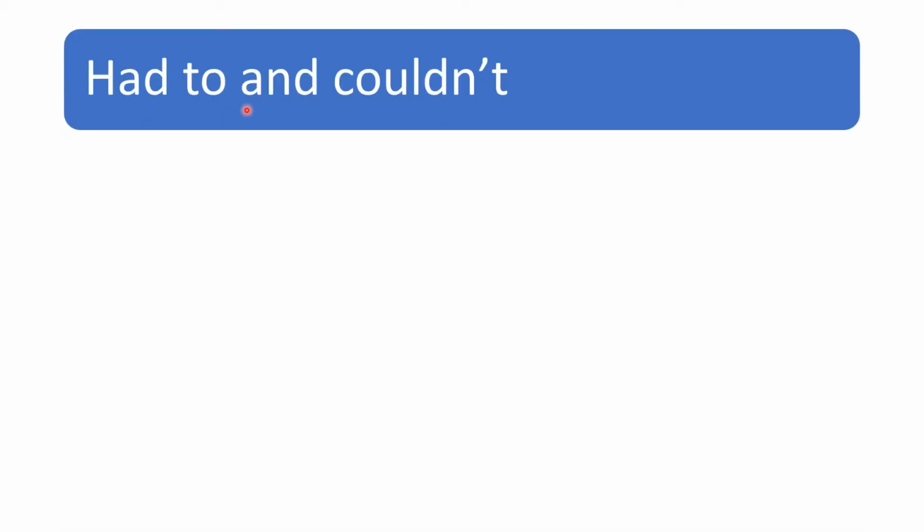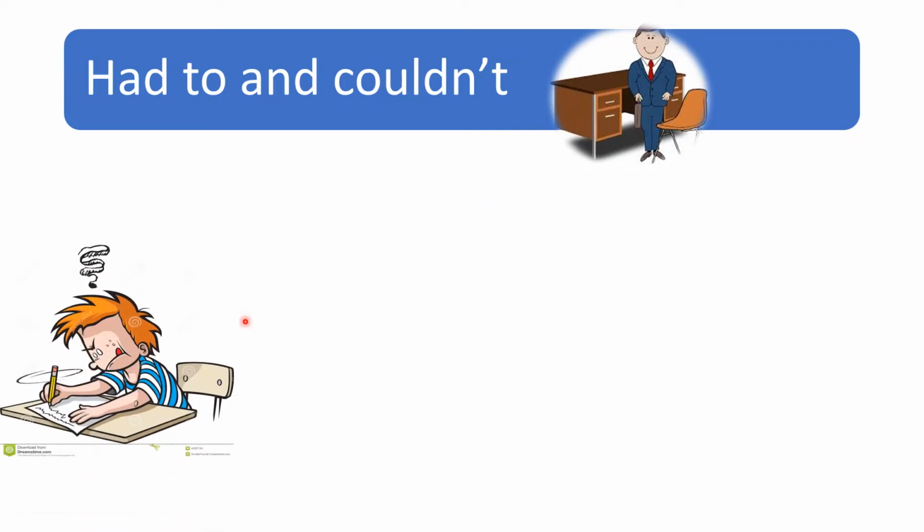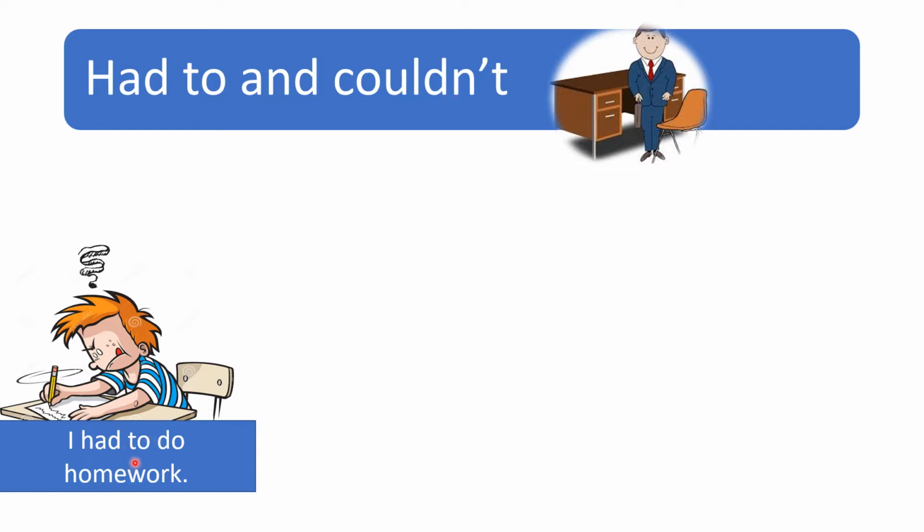We saw could and couldn't, was and wasn't able to, and then was able to for one event. We are now going to look at had to and couldn't. Had to is something which we had to do in the past, an obligation in the past, which was necessary in the past. The manager, when he was a student, he says, I had to do homework. So in the past, he had to do homework. He didn't have any choice.